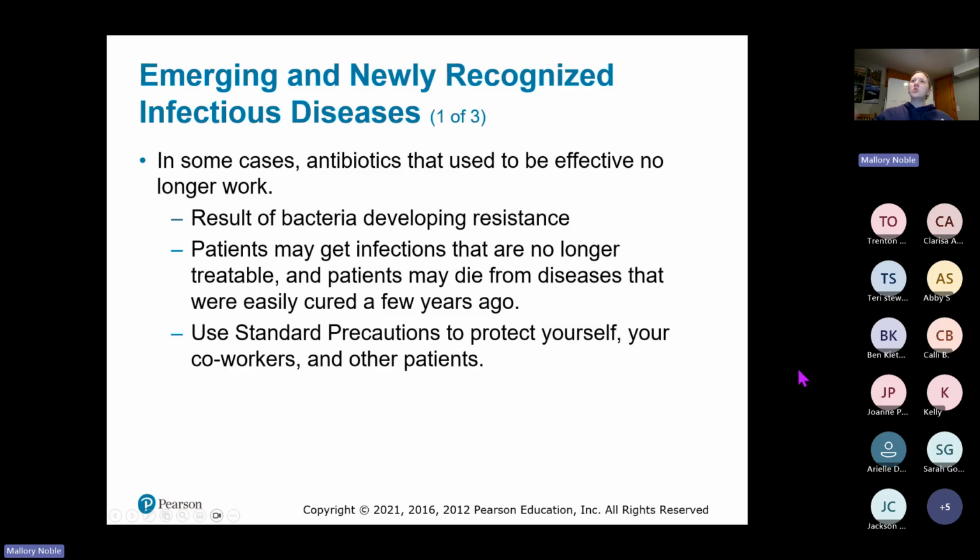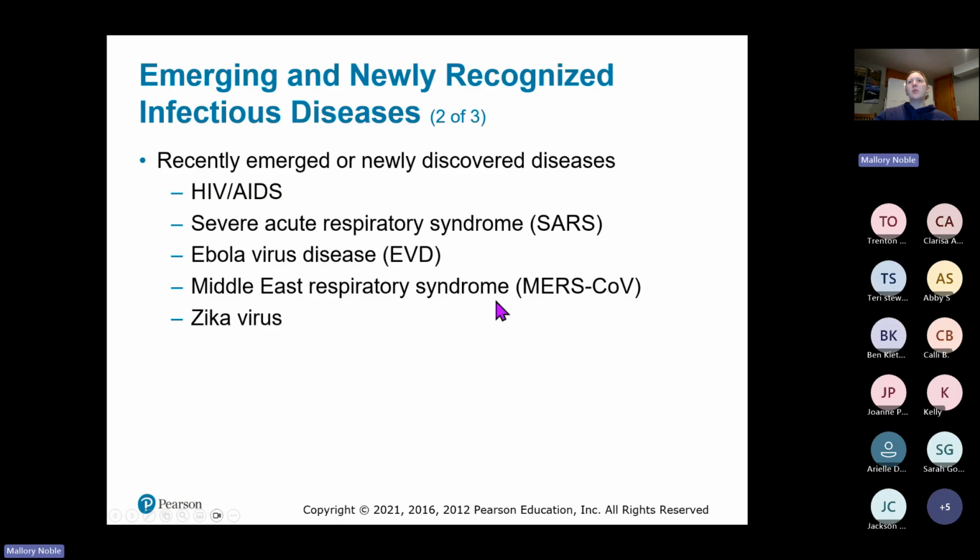There's always emerging and newly recognized infectious diseases. In some cases, antibiotics that used to be effective no longer work. They kind of create these super viruses. So there's always kind of different new things happening and popping up, right? Big thing is just make sure that you're using your standard precautions to help protect yourself, your coworkers, and your other patients. Here we've got a list.